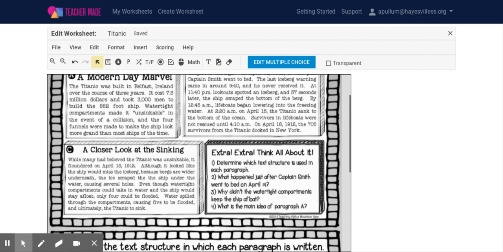And paragraph C, a closer look at the sinking. While many had believed the Titanic was unsinkable, it floundered on April 15, 1912. Although it looked like the ship would miss the iceberg because bergs were wider underneath, the ice scraped the ship under the water, causing several holes. Even though watertight compartments could take in water and the ship would stay afloat, only 4 could be flooded. Water spilled through the compartments, causing 5 to be flooded, and ultimately, the Titanic sank.